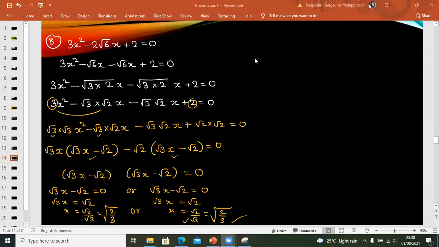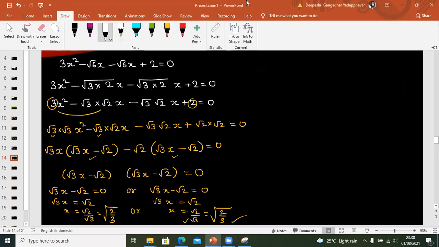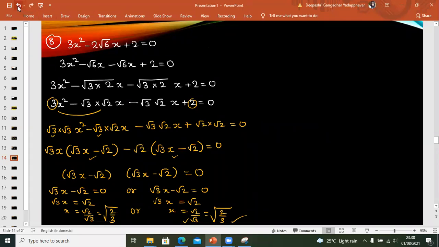Okay, fine. This is question number 8. Let's solve question 9. Question 9 is simple. Question 9 is 2m times m minus 24 equals 50. We have to multiply this 2m inside the bracket, so it will become 2m square minus 2m times 24.